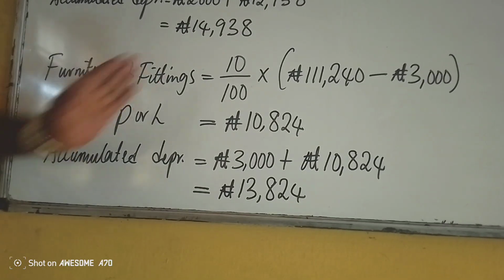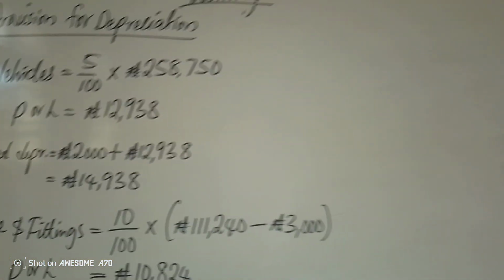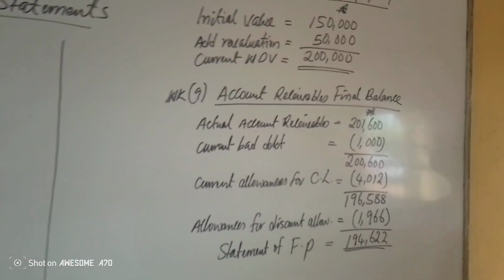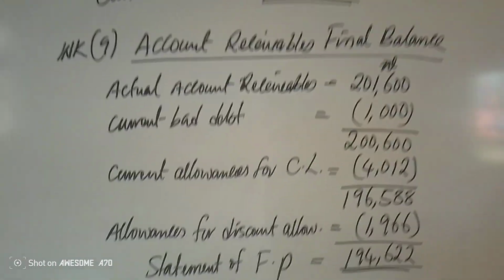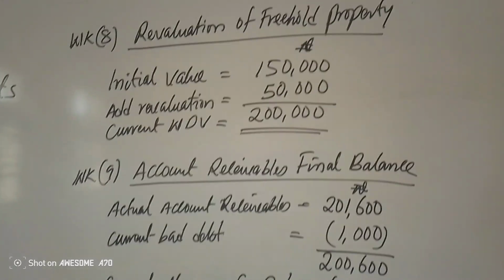So any of the language, you apply this method and it will get it right. Let's quickly go to the next adjustment. The next adjustment here is revaluation of freehold property. Revaluation of freehold property. How do you handle it?